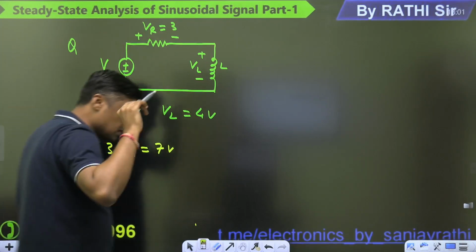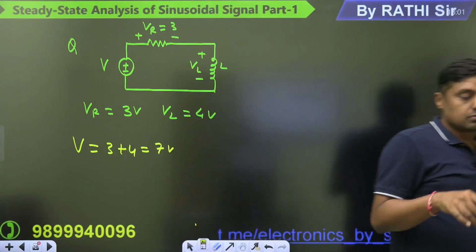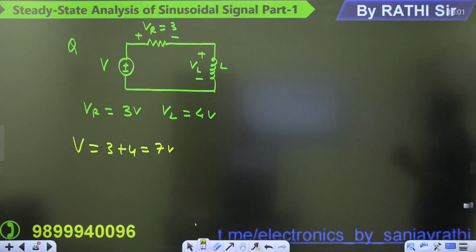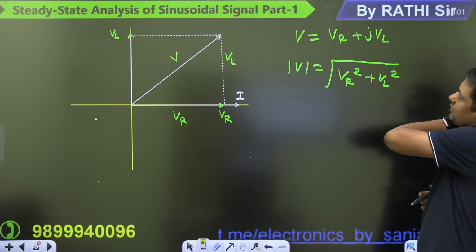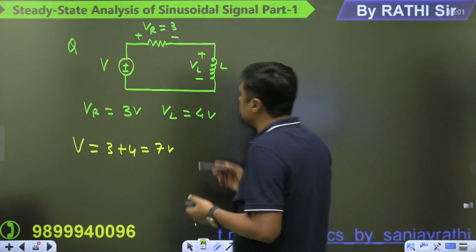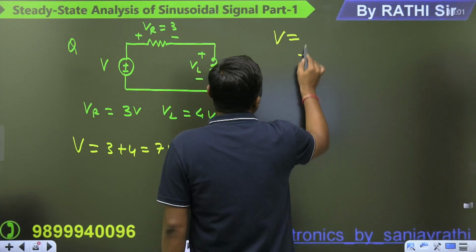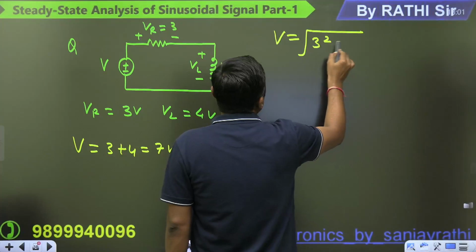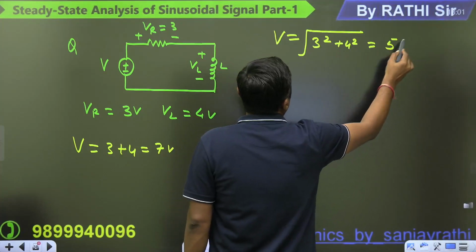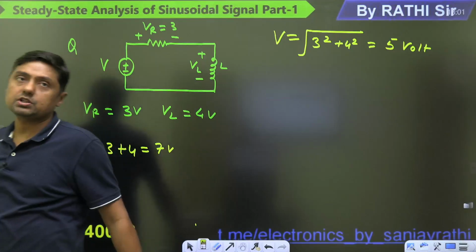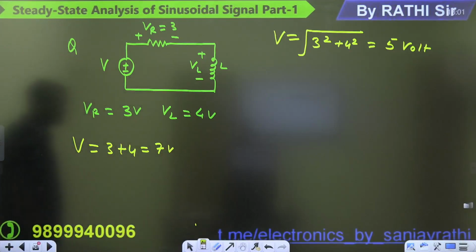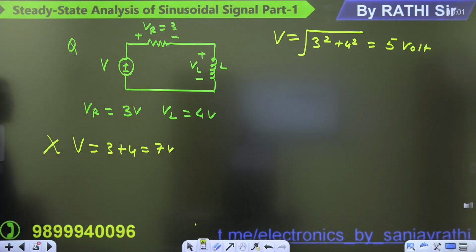But KVL, Kirchhoff's voltage law, is applicable as a phasor sum. What is the phasor sum? VR plus jVL, and that's why the answer for this question is not 7. The answer is root over 3 square plus 4 square, that is nothing but 5. The phasor sum is 5 volt, not 7 volt. This is wrong. Okay.